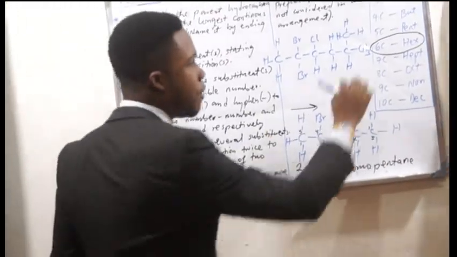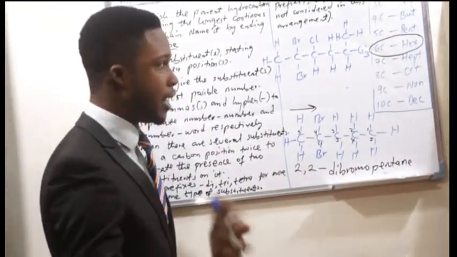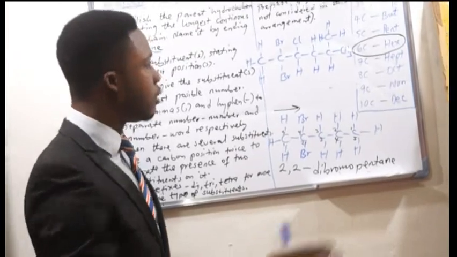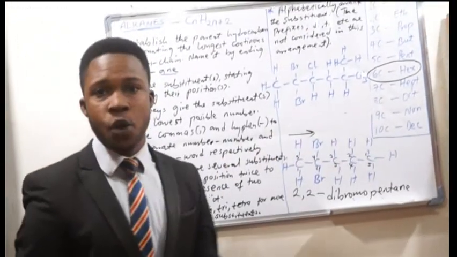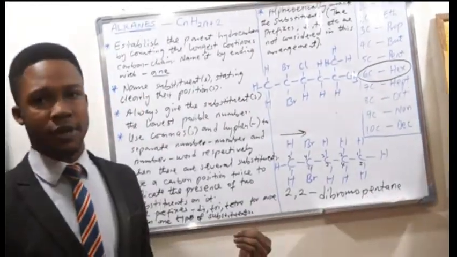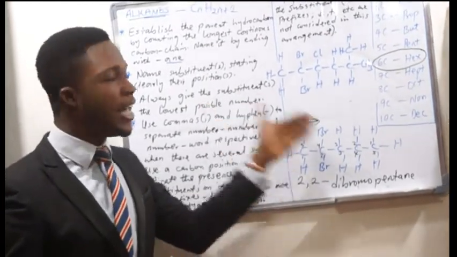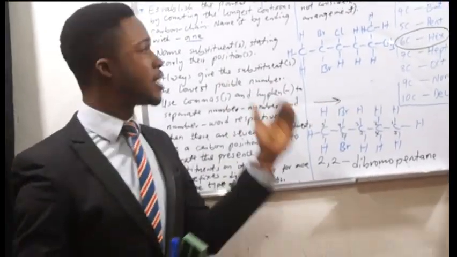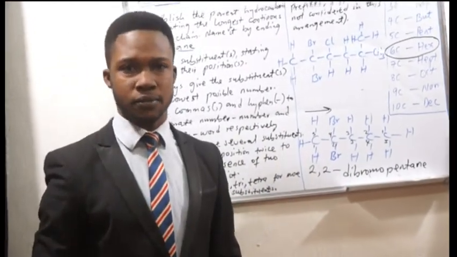Now let's go from right. From right, we have 1, 2. 2 has a substituent, which is a methyl group. 3 has none. So counting from left to right, we meet more substituents than counting from right to left. So it's also very important to know that we give the lowest possible number to the side of the chain that has more of the substituents.